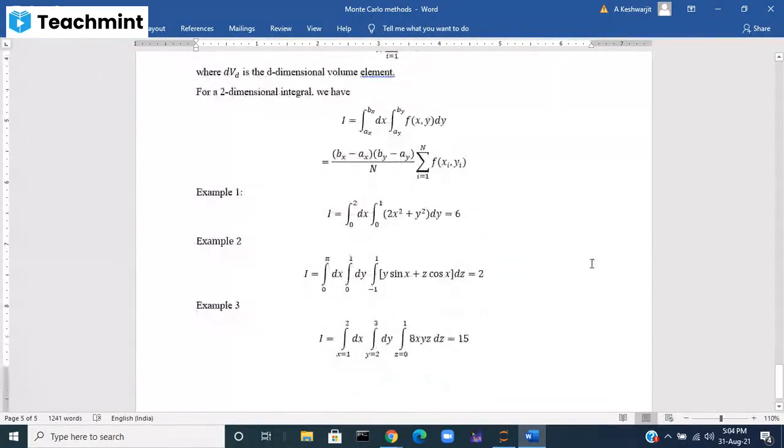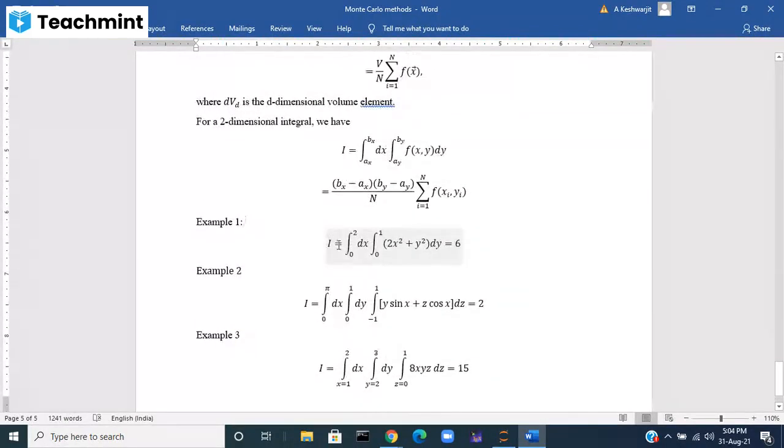Example: the integral of 2x squared plus y squared. Now you integrate this with respect to dx and dy, x from 0 to 2, y from 0 to 1. The exact answer is 6, and let us calculate it using the Monte Carlo method. With the Monte Carlo method, we should get a value which is very close to 6.